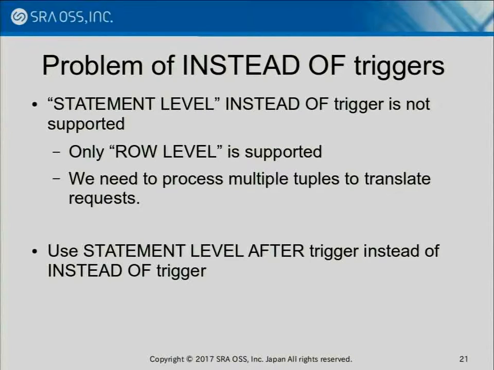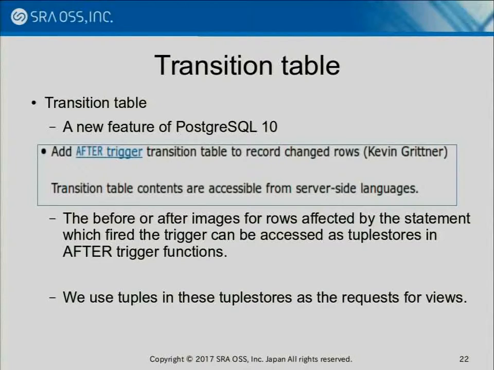But there was one problem with INSTEAD OF triggers. In PostgreSQL, statement-level INSTEAD OF triggers are not supported, and only row-level INSTEAD OF triggers are supported. But we need to process multiple tuples at the same time to translate a request. So we cannot use row-level INSTEAD OF triggers. So we decided to use a statement-level AFTER trigger instead. This became possible using a new feature of Postgres 10, the transition table.